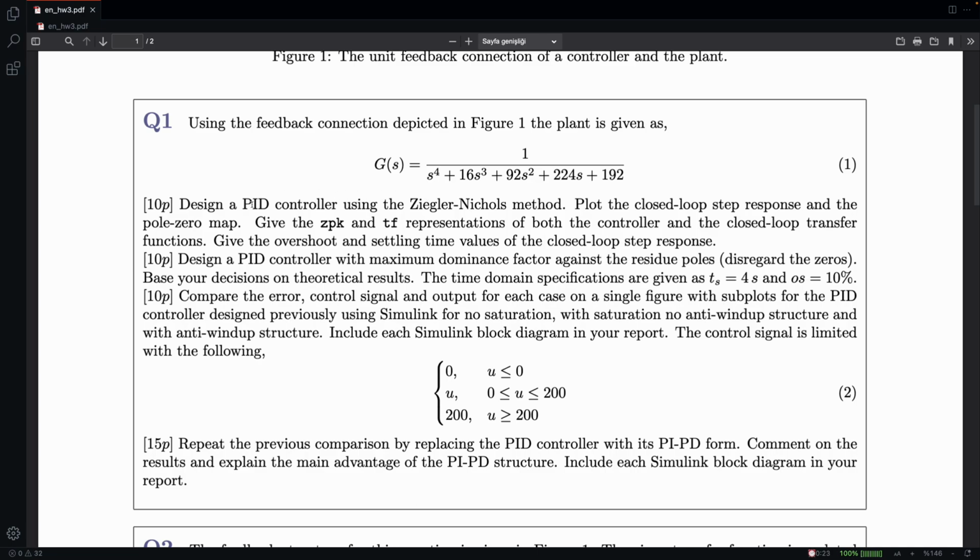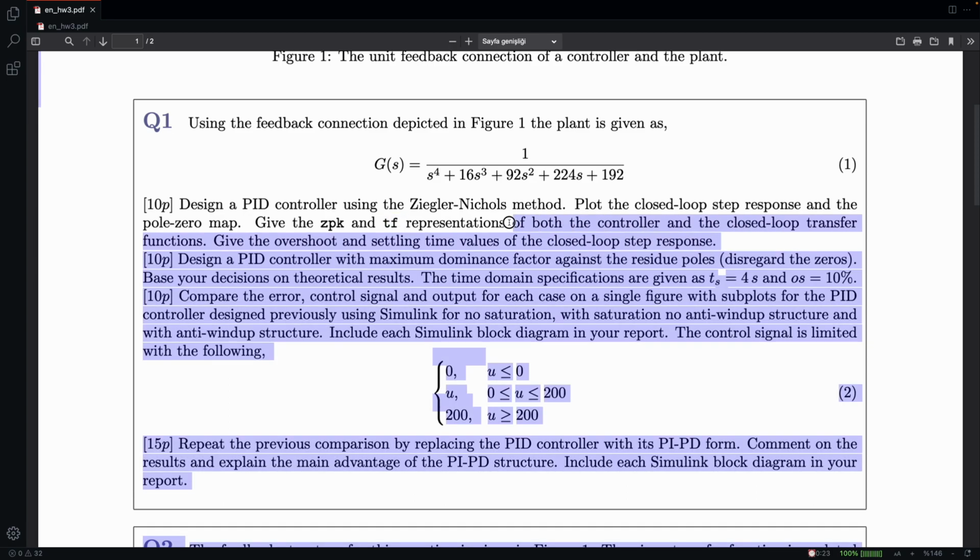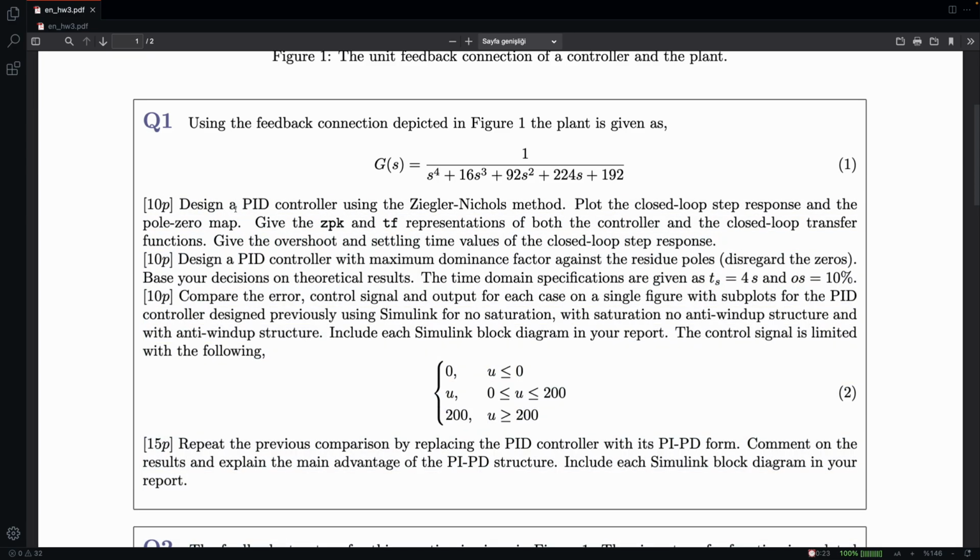And in question 1, the first part of question 1 is about the design of a Ziegler-Nichols method PID controller, where you are going to plot the step response of the closed loop, the pole zero map, give the resulting ZBK and TF representations of both the controller and the closed loop transfer functions, and also the overshoot and settling time values. So basically you will provide everything that is necessary to evaluate the validity of the design, for each question, of course. It is written down here, but you will apply this to all the upcoming controller design tasks.